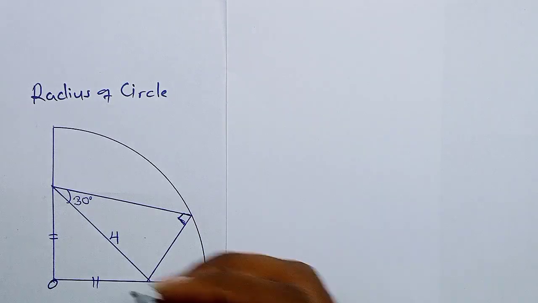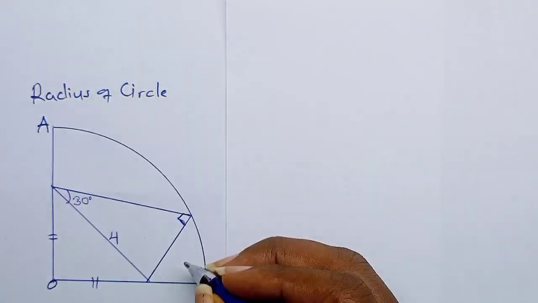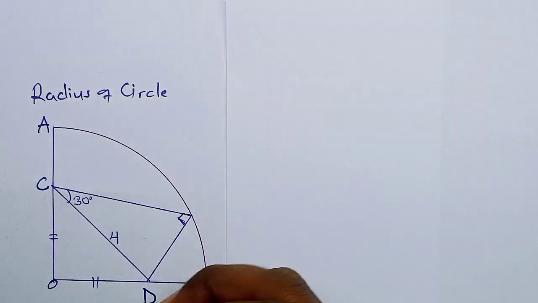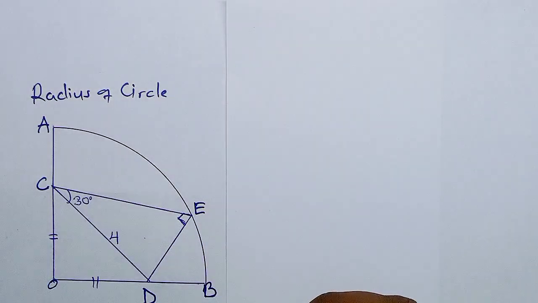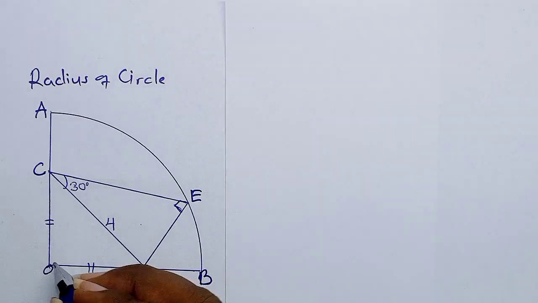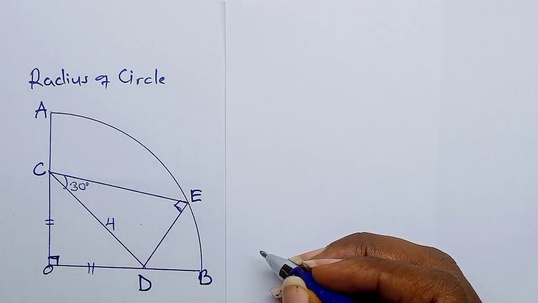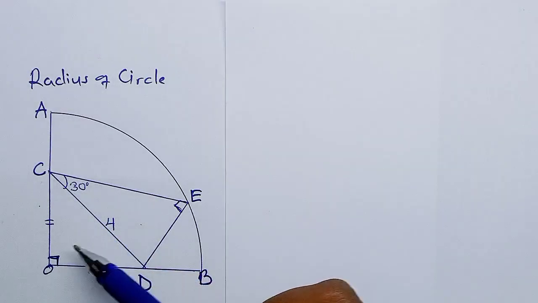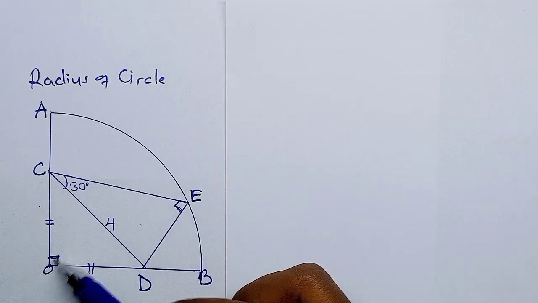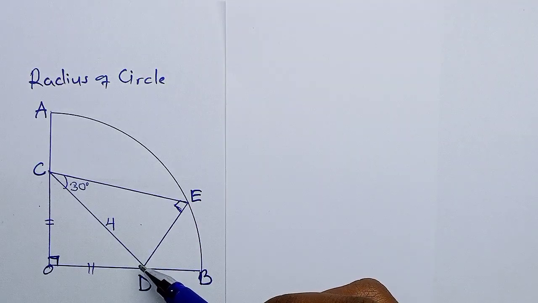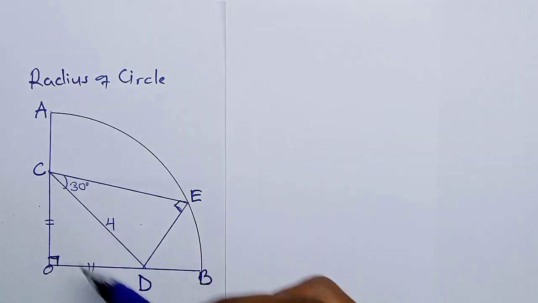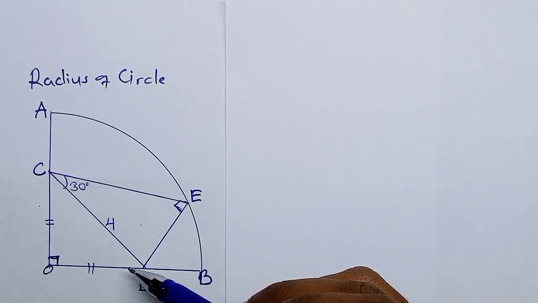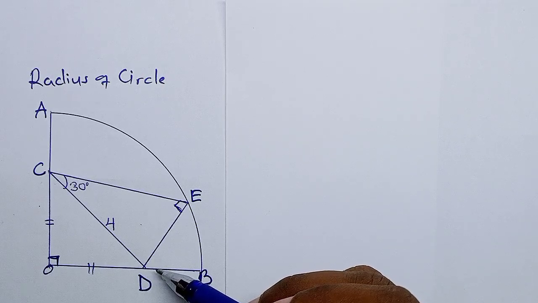First, let me label the points. Let me call this A, this B, C, D, and this E. Since it's a quarter circle, this angle here is 90 degrees. Now focusing on this triangle COD, since this is 90 degrees, that means this angle and this angle, when you add them, you're going to get 90 degrees. So that when we add all the angles, we get 180. Now, if this and this add to 90 degrees, it implies that they are complementary angles. Okay?